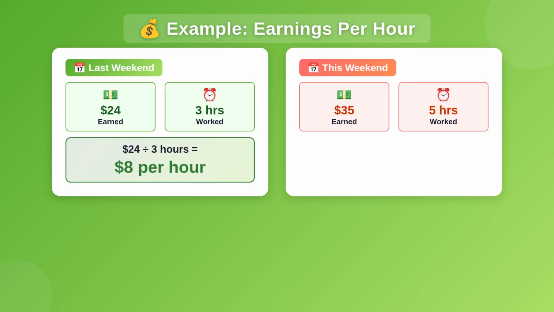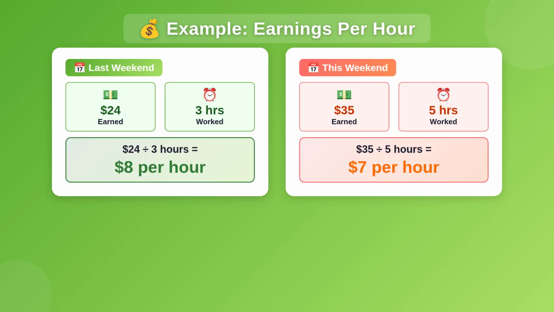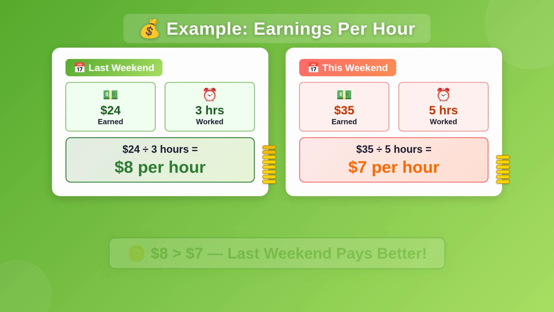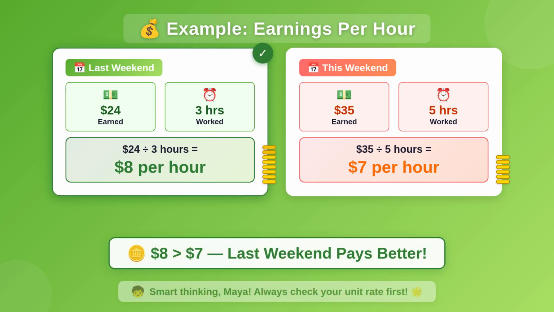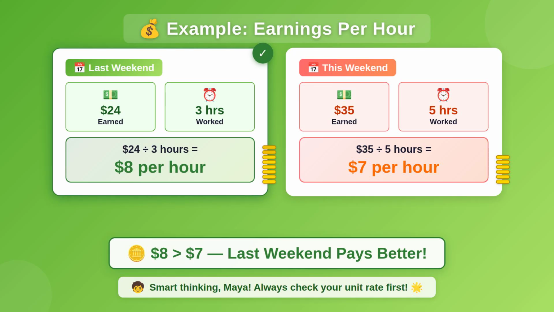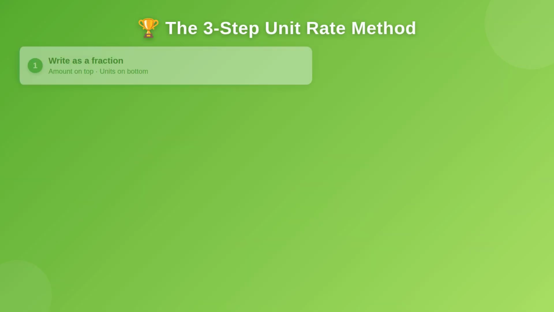One more. Maya babysits on weekends to earn money for a new game. Last weekend, she babysat for 3 hours and earned $24. This weekend, she worked 5 hours and earned $35. Which weekend paid better per hour? Last weekend, $24 divided by 3 hours equals $8 per hour. This weekend, $35 divided by 5 hours equals $7 per hour. Last weekend paid better, $8 an hour versus $7 an hour. Now Maya knows to check her hourly rate before she agrees to a babysitting job. Smart thinking, Maya. You've seen it work multiple times.